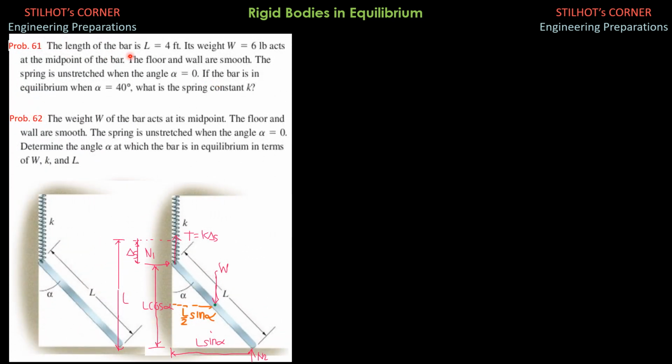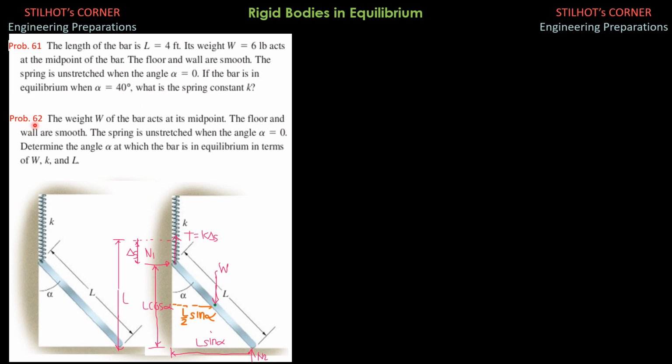The length of the bar is L, which is equal to 4 feet. Its weight, W, is 6 pounds, acts at the midpoint of the bar. That's the figure. The floor and wall are smooth. The spring is unstretched when angle alpha is 0. If the bar is in equilibrium when alpha is 40 degrees, what is the spring constant K?